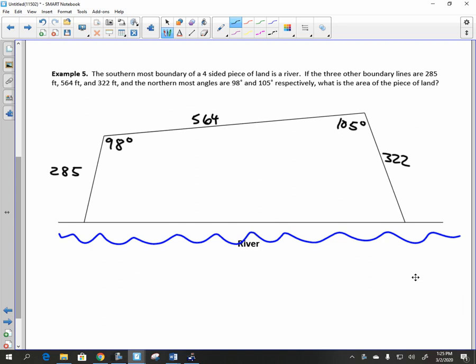Okay, we tried. So we want to find the area of this piece of land. I don't know how to find the area of a quadrilateral. What shape do you know how to find the area of? Triangle. Excellent. So if we know how to find the area of a triangle, what am I going to do to this shape? Cut it in half. Very good.